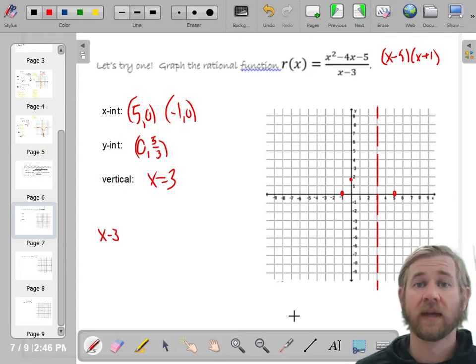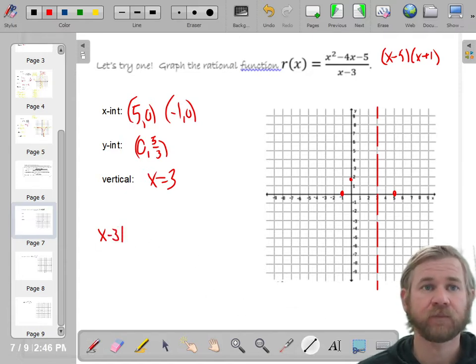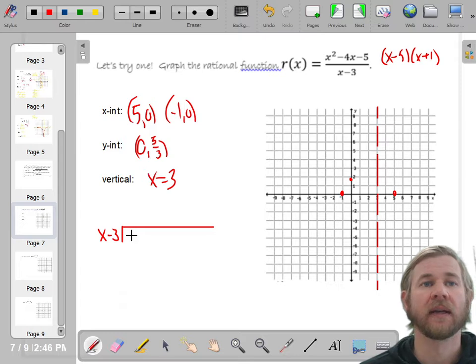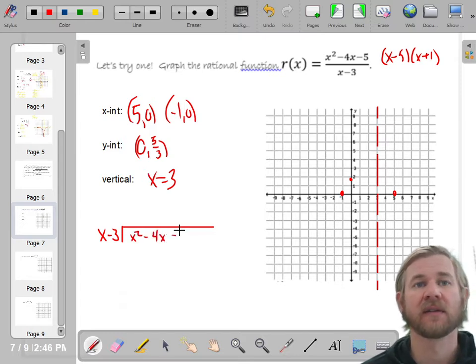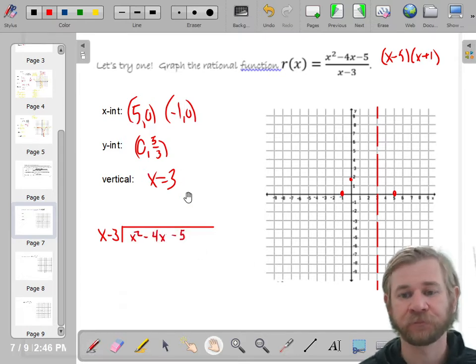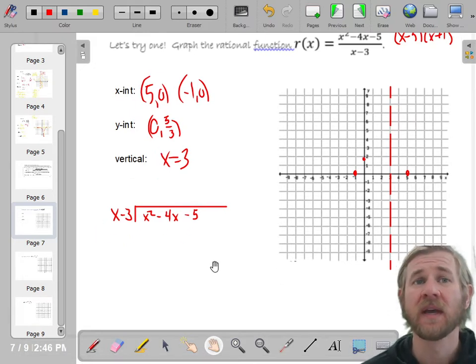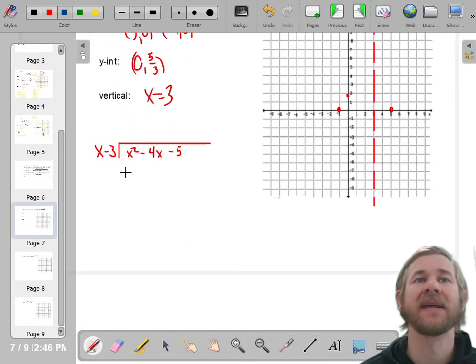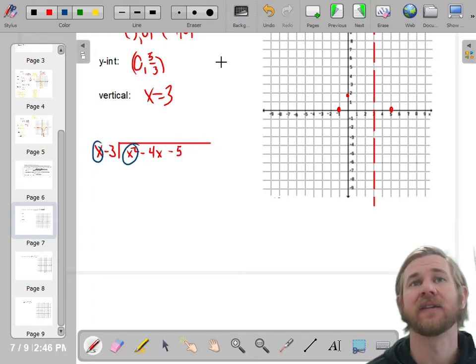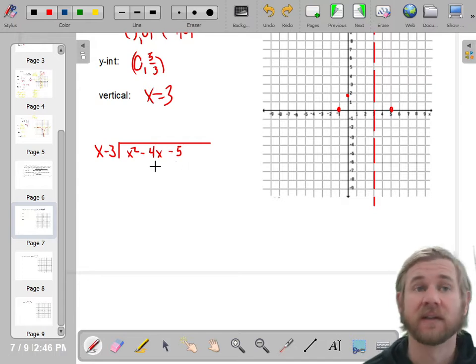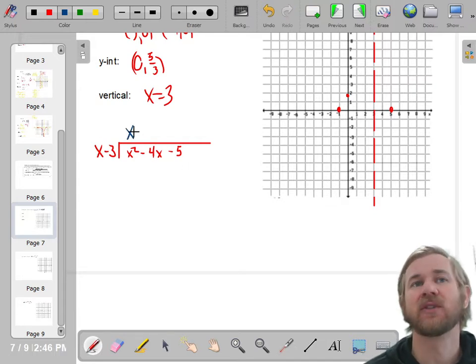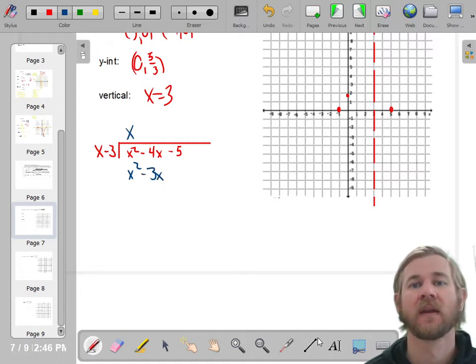So I'm going to have x minus 3 as my divisor, and x squared minus 4x minus 5 is my dividend. So a little refresher here with long division. The goal is to repeatedly eliminate this first term. And to do that, we're going to figure out what we multiply x by to get the first term. You can also think of it as division. So x times x gives you x squared, but you have to distribute the x, so it's x squared and then minus 3x. So once you distribute your x into the dividend, you get this.